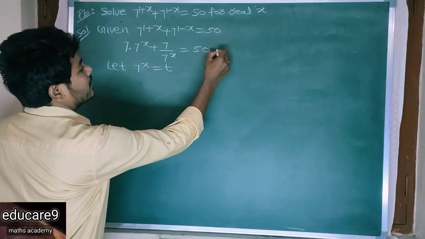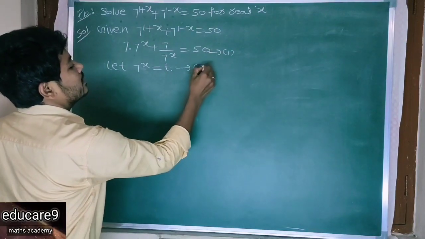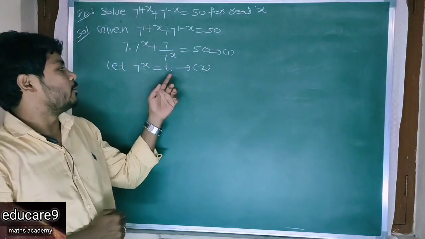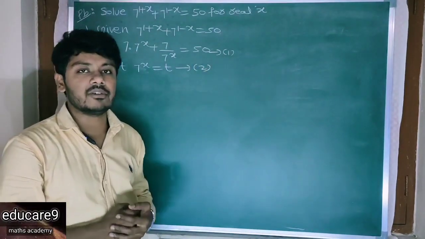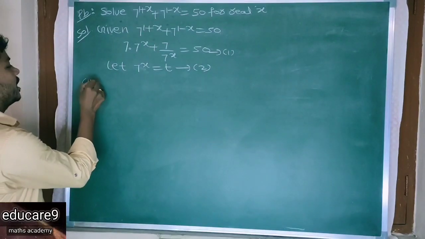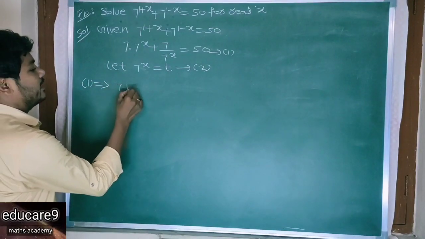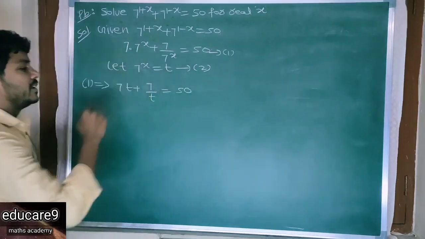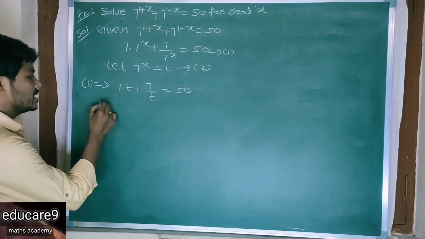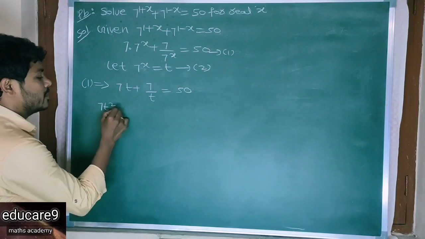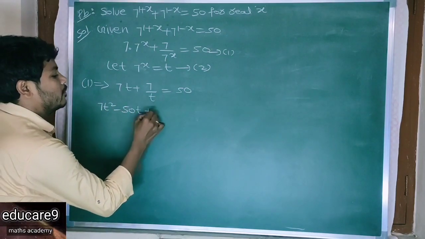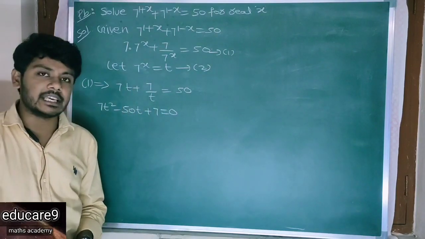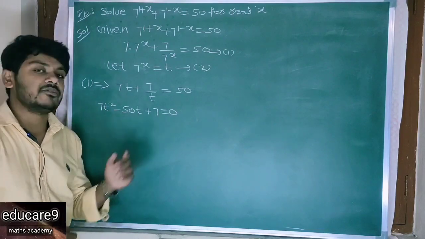So this is equation 1 and this is equation 2. Now we want to substitute the 7 power x value in equation 1. Equation 1 implies 7t plus 7 by t is equal to 50. So this is 7t square minus 50t plus 7 is equal to 0. Clearly this is a quadratic equation in terms of t.